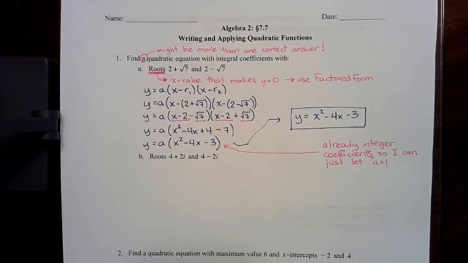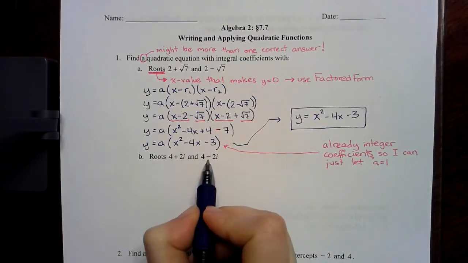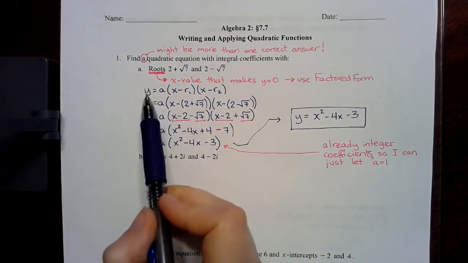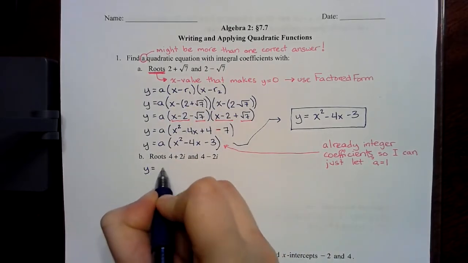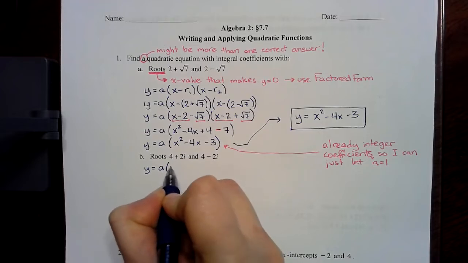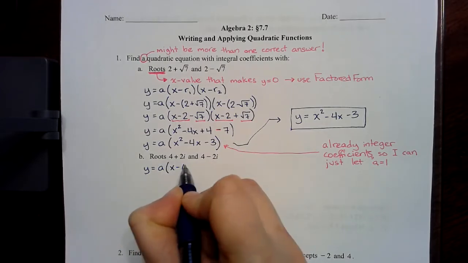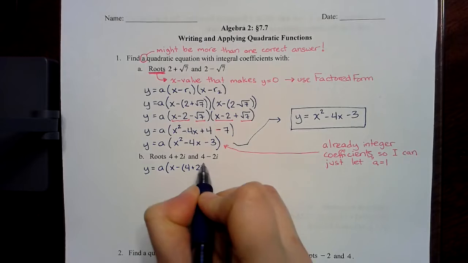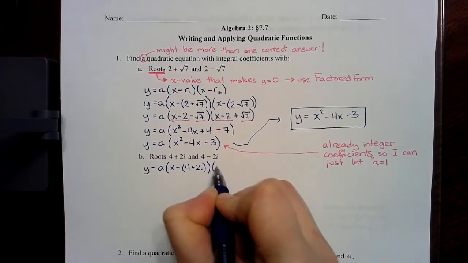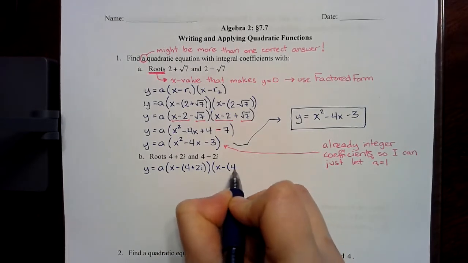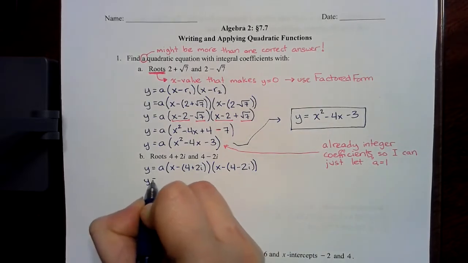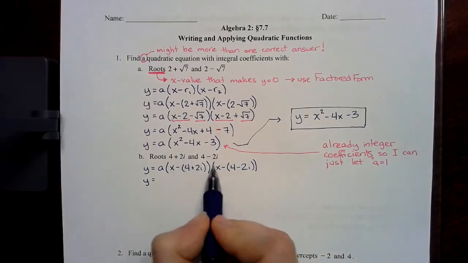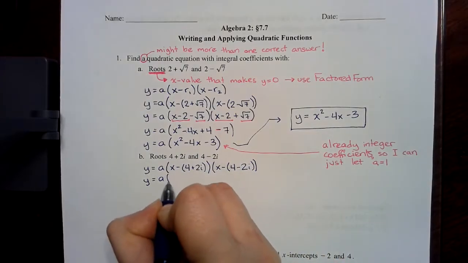So let's try part B. Again, since I'm given roots, I'm going to start with this factored form. Some number times x minus the first root, 4 plus 2i, times x minus the second root, 4 minus 2i. Again, I will distribute inside the parentheses.